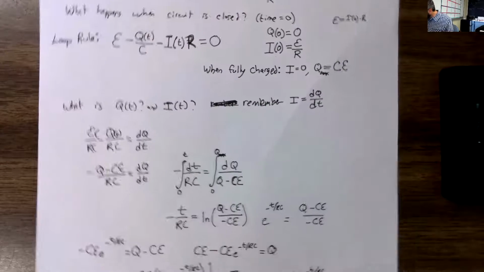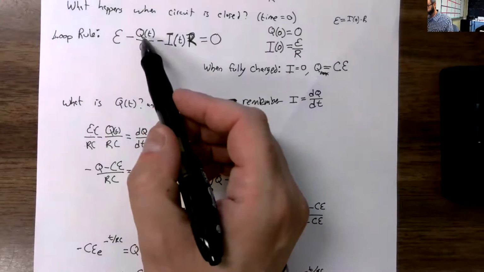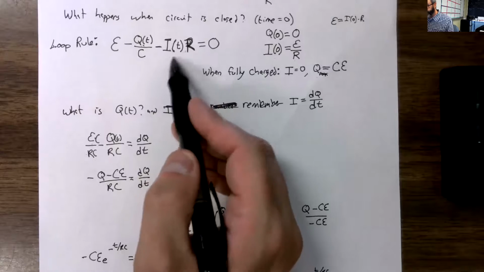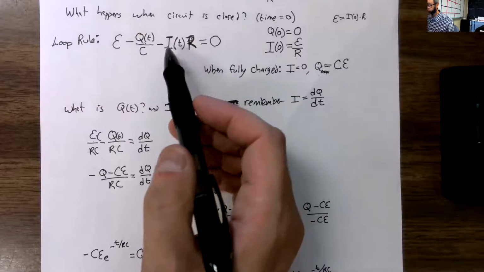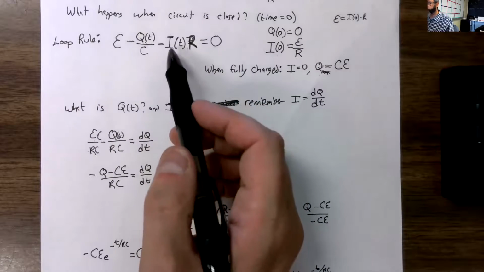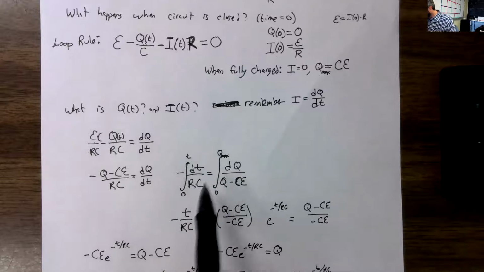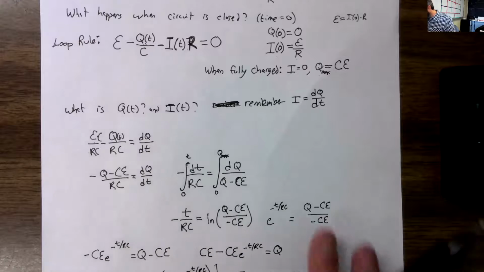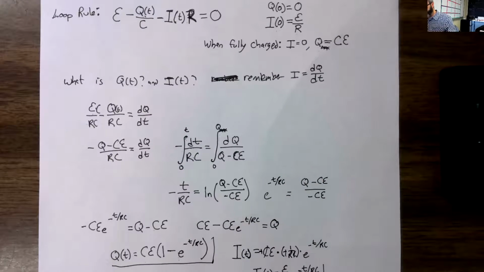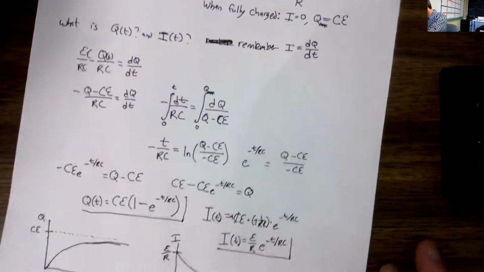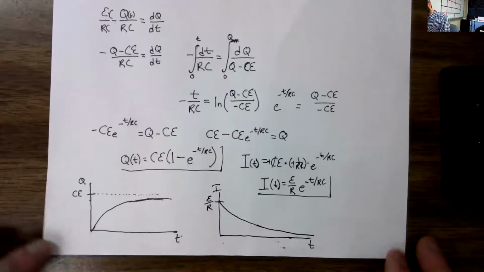I don't want to go through it, but if we plug in our function for Q and our function for current, those are the only functions that will satisfy this loop rule and make it go to 0. So even if you're confused by the process of integrating and figuring out what this function was, you should still be able to see that these are the functions that satisfy our loop rule, and that's how a capacitor is going to charge.